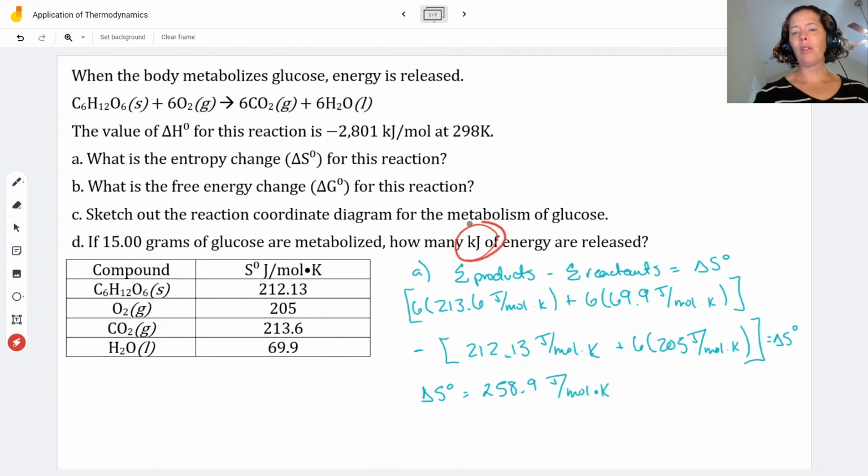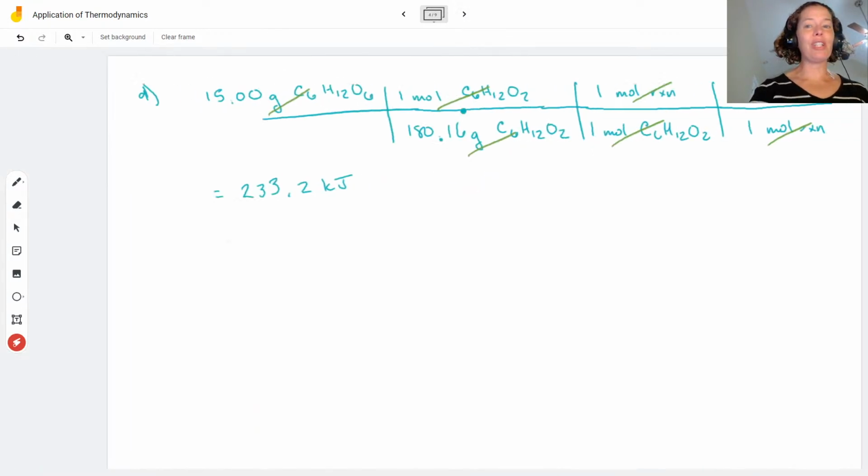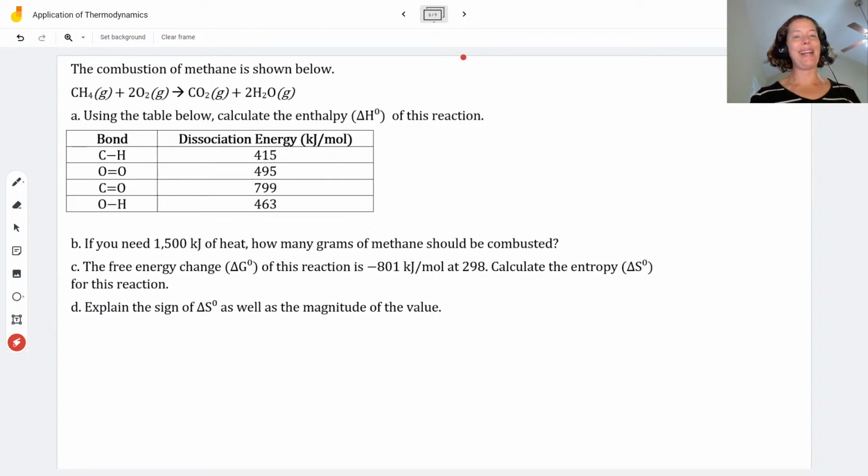So that's one thing you want to look at when you're reading problems: oftentimes it will specify if it wants the energy in joules or kilojoules or something else. So just make sure you pay attention to those little details. Otherwise, you're talking about losing a point or two that you could have gotten easily just by reading carefully. Okay, so that is our first problem. That's our first application of thermodynamics. Let's go on to our second one here.